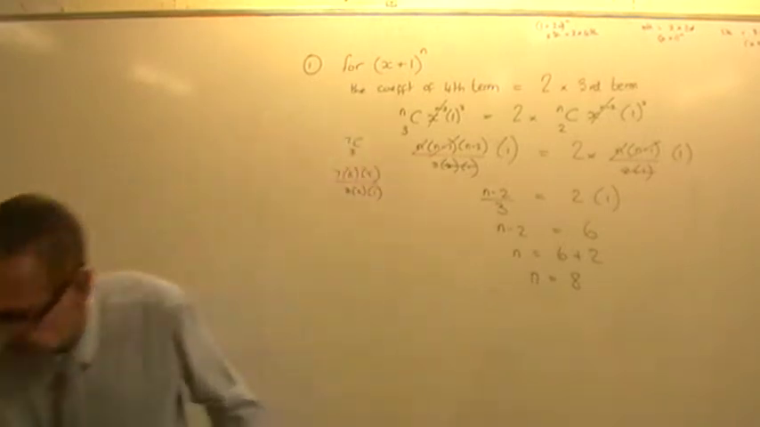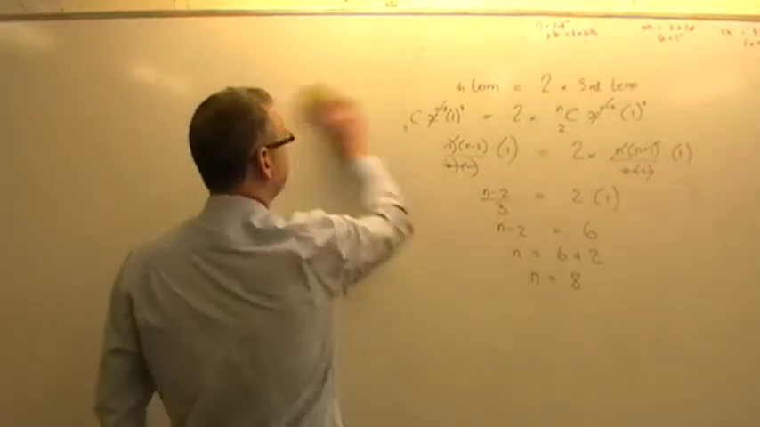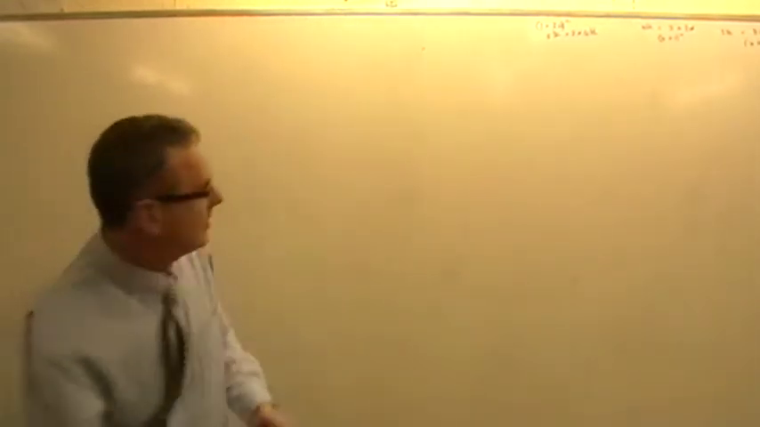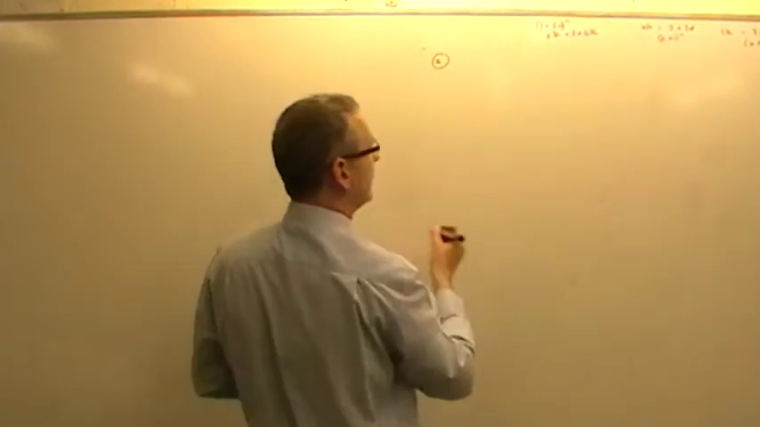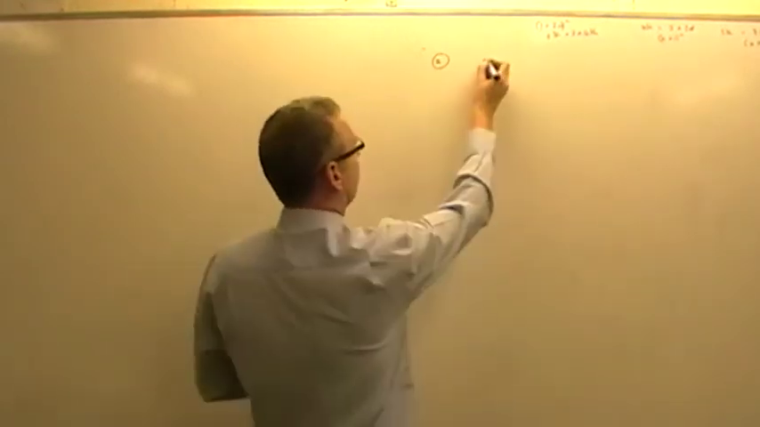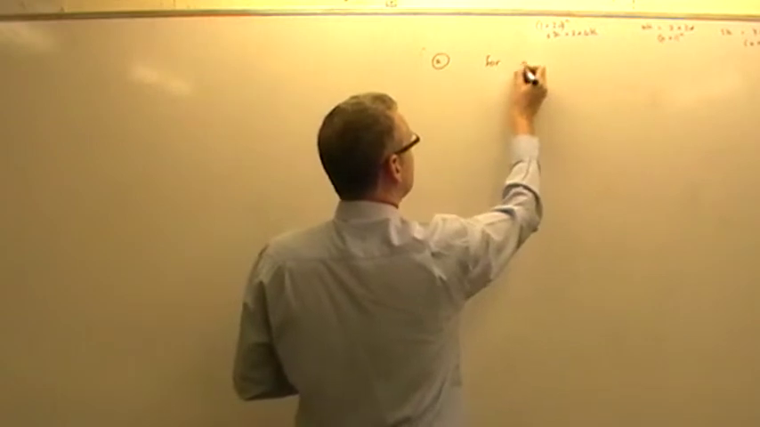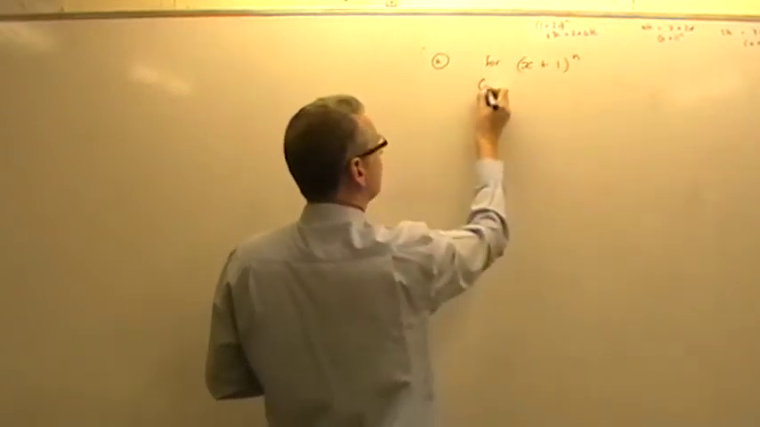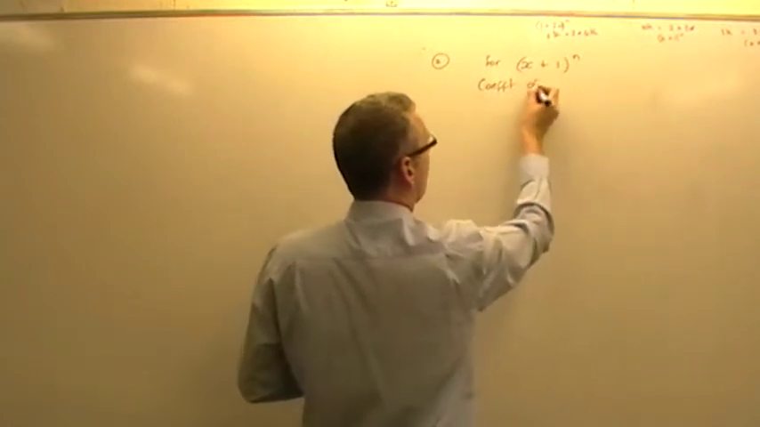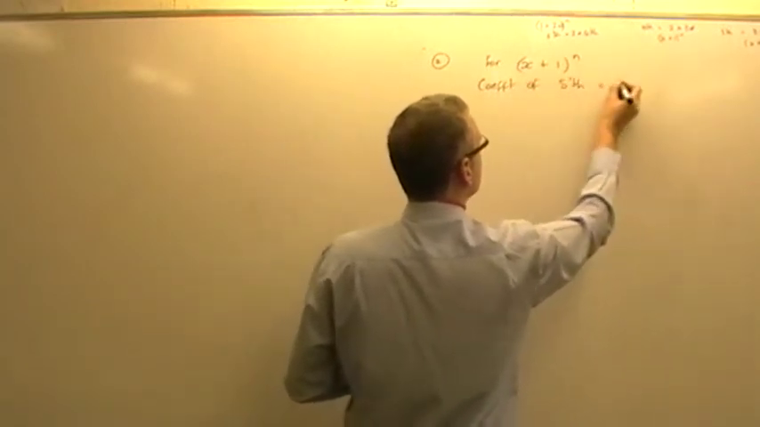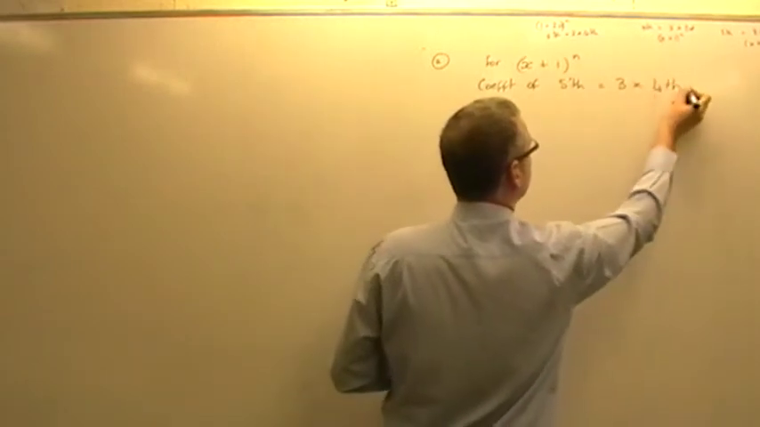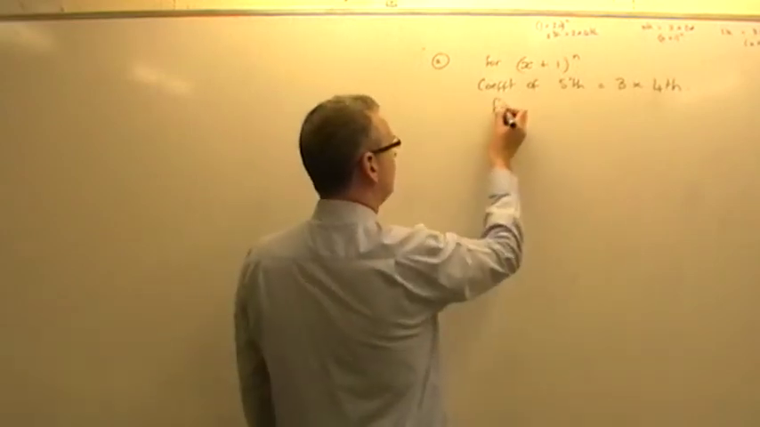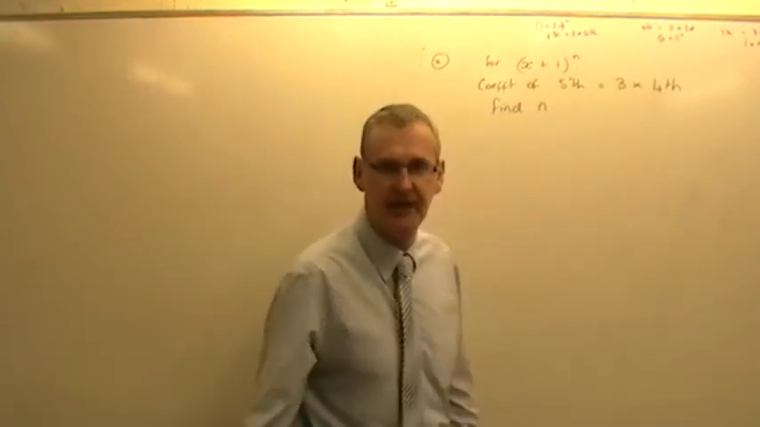Let's do another one. So if I clear this, let's try a slightly harder one. So for question 2, let's take the same expansion, x plus 1 to the power n again. Let's say that the coefficient this time of the 5th term is equal to 3 times the coefficient of the 4th term. That's what I'm going to say. And if that's the case, what we're going to do is find the value of the power n, find n.